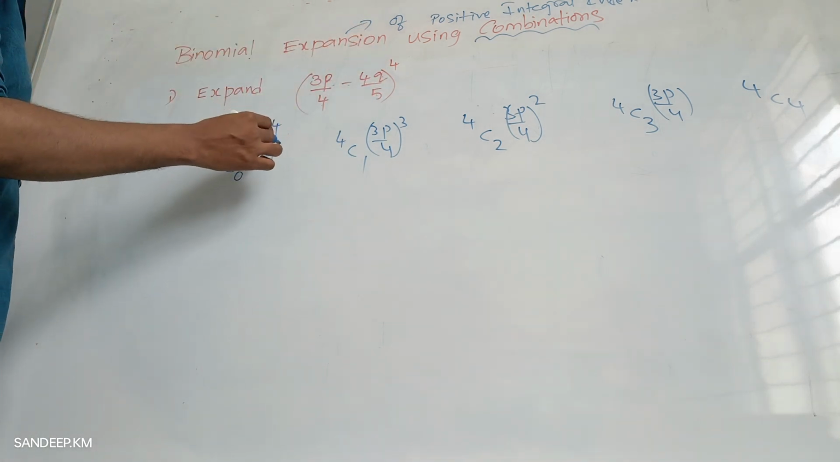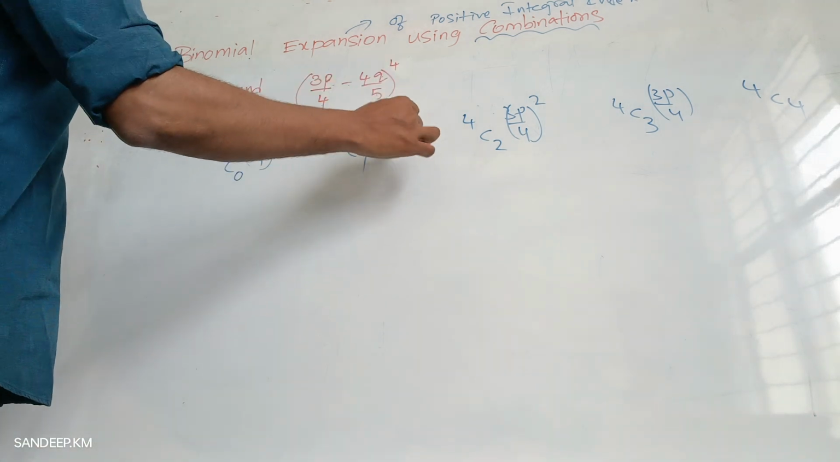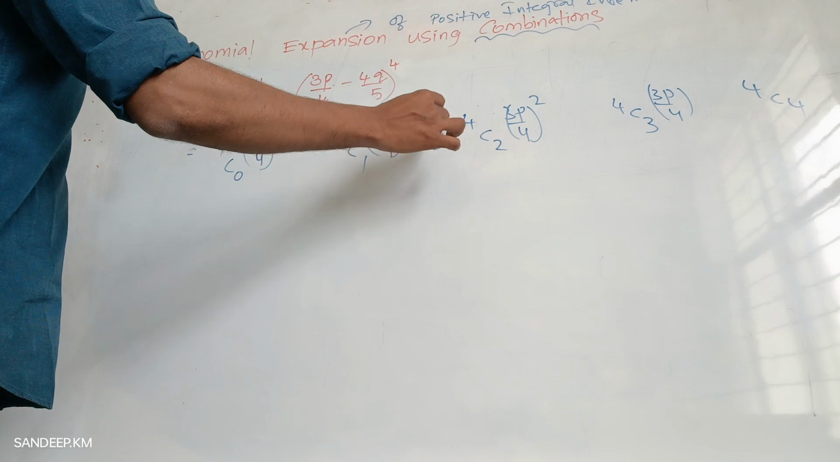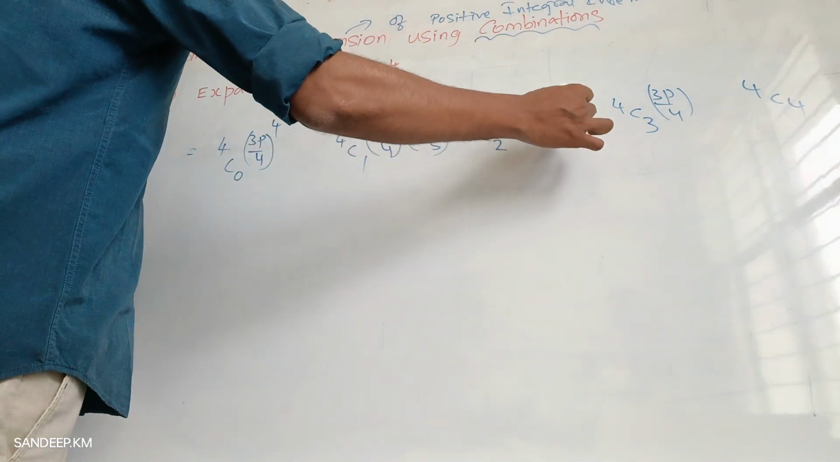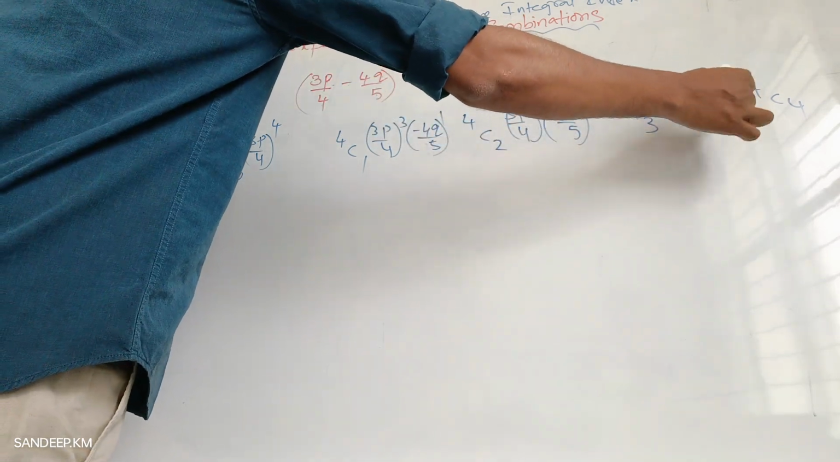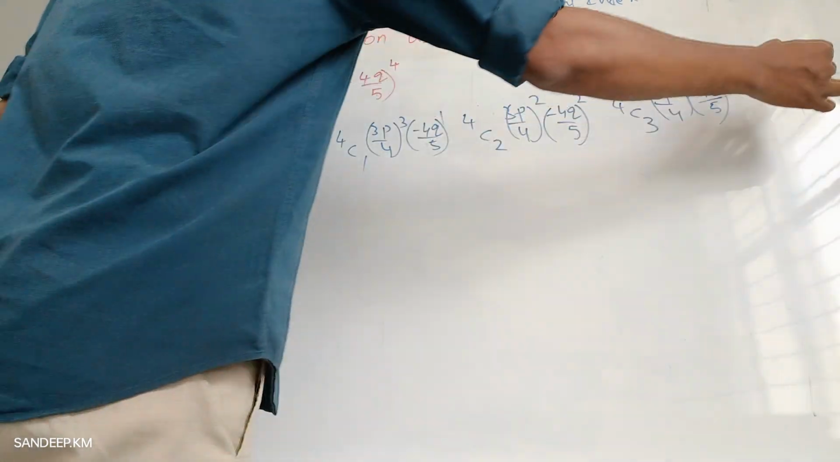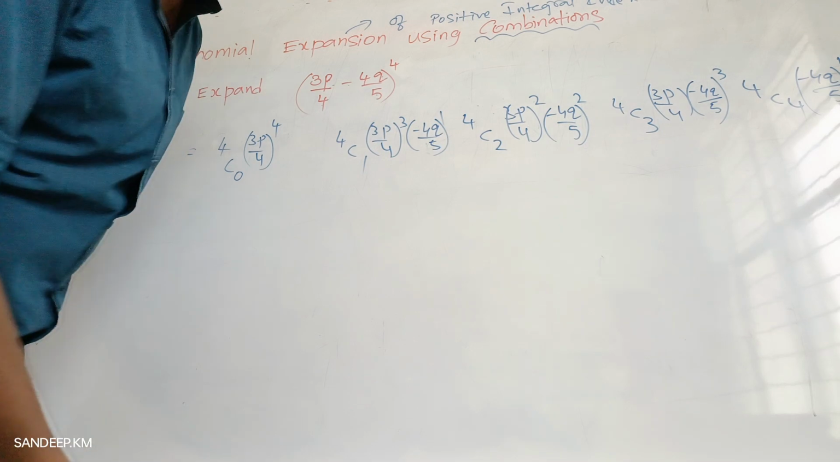Next step, we will write the powers of minus 4q by 5 in increasing order. So here (minus 4q by 5) power 0, power 0 means 1. Next into (minus 4q by 5) whole power 1, (minus 4q by 5) whole square, (minus 4q by 5) whole cube, and finally (minus 4q by 5) whole power 4.